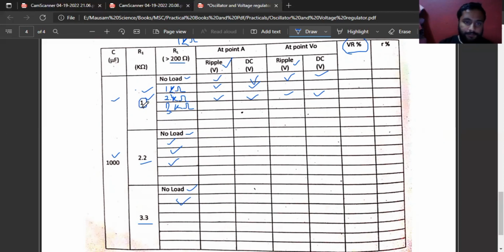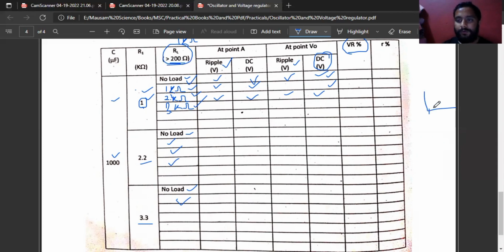See here, for a fixed value of R1, we need to trace a curve for DC output voltage versus RL. What is the value of RL? DC output voltage for 1 kilo ohm, for 2 kilo ohm, for 3 kilo ohm, and here for 0 kilo ohm. We need to trace a curve between this DC output voltage and this resistance. We need to keep resistance on the x-axis.